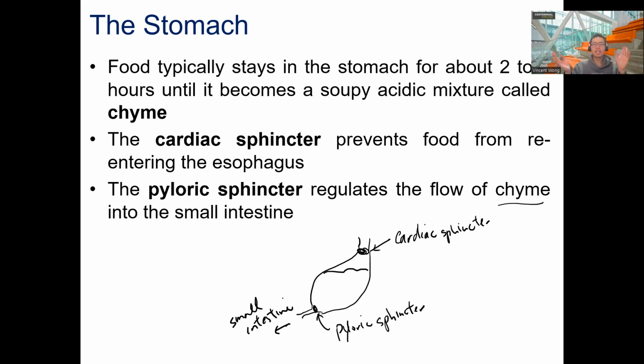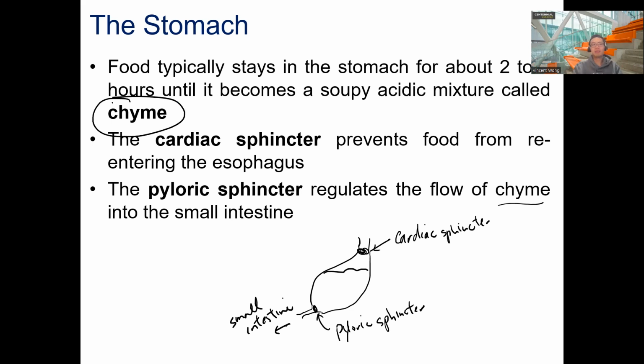And typically food stays in the stomach for like 2 to 4 hours, depending on what you're eating. Okay. If you're eating oatmeal, then after half an hour it's ready to move forward, right? But if you're eating like meat, if you just had a big chunk of a steak or something, then it's going to take a longer time for you to digest that meal, right? But ultimately, when the food is ready to move on, it has to be in this soapy acidic mixture, okay? And we call that stuff chyme.